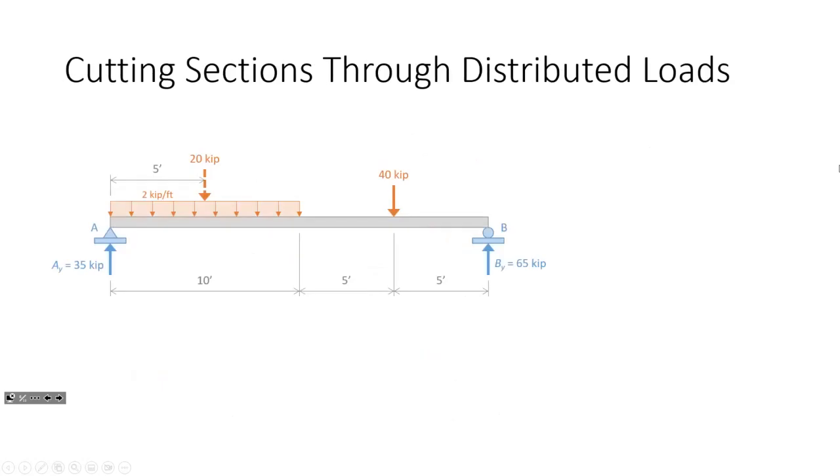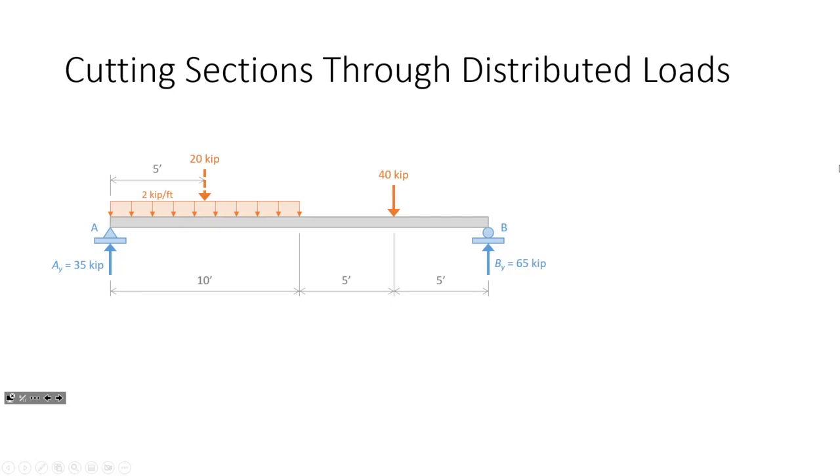Let's say I have a beam. Let's take a look at this beam. It's got a 35 kip reaction on the left, a 65 kip reaction on the right. I got a 40 kip load over there on the right end, but on the left end, I got 2 kips per foot over a distance of 10 feet. So when I computed those support reactions, I said, okay, let's idealize that as a single concentrated load of 20 kips. Let's put that 20 kip load 5 foot from the A support, right? That's normal. We've been doing that this whole semester, right?